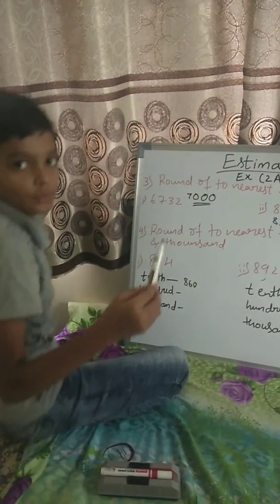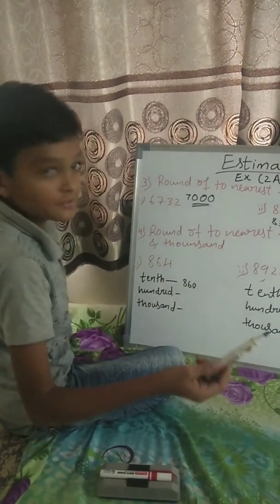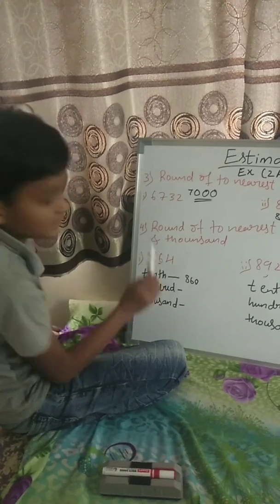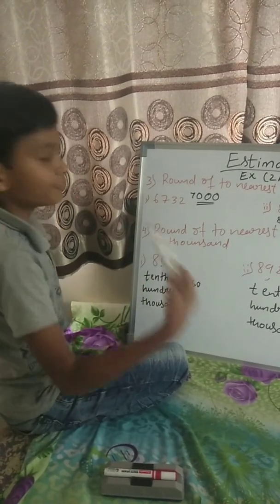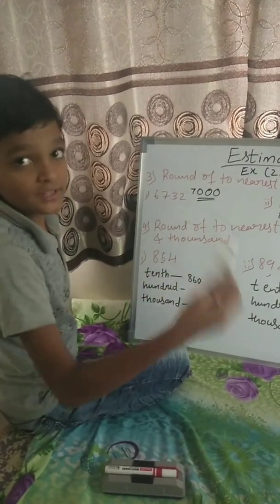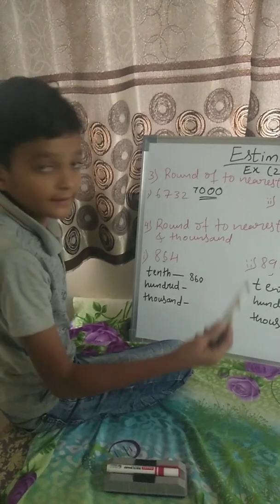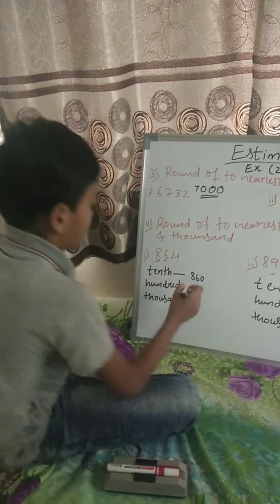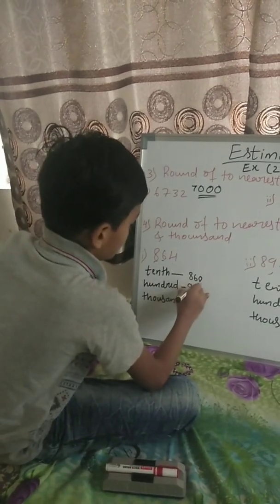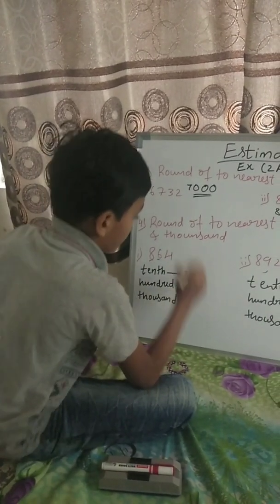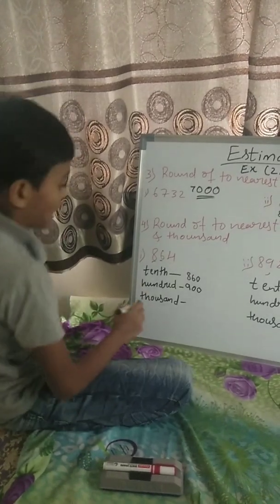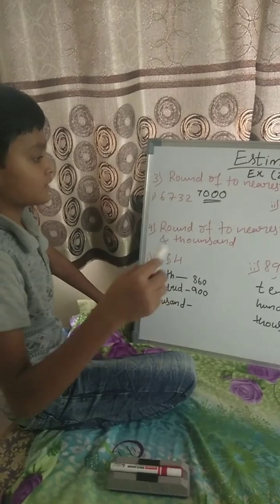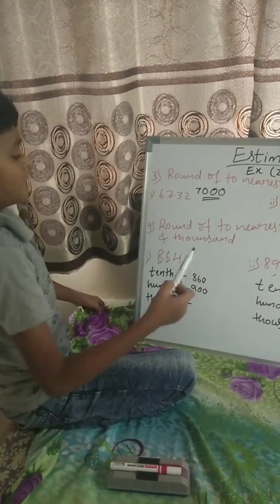Now let's look at the 100. So when we have to estimate the number to 100 place, we have to look at the tens place. In tens place, you can see here 6, which is greater than 5. So when it is greater than 5, 1 should be added to the 100 place. So when 1 is added to the 100 place, the final answer is 900.